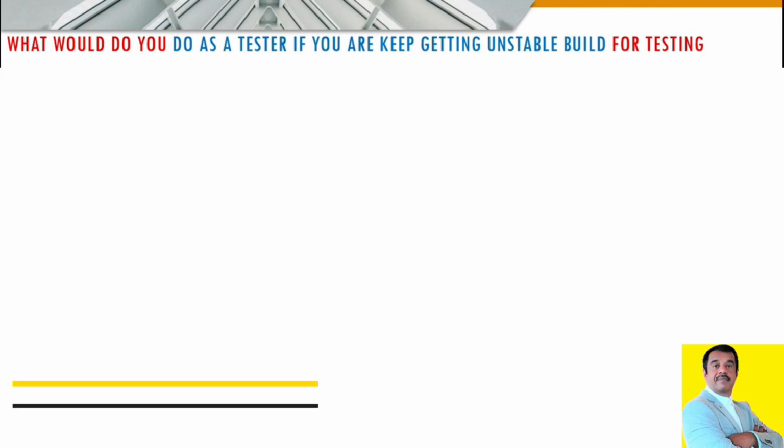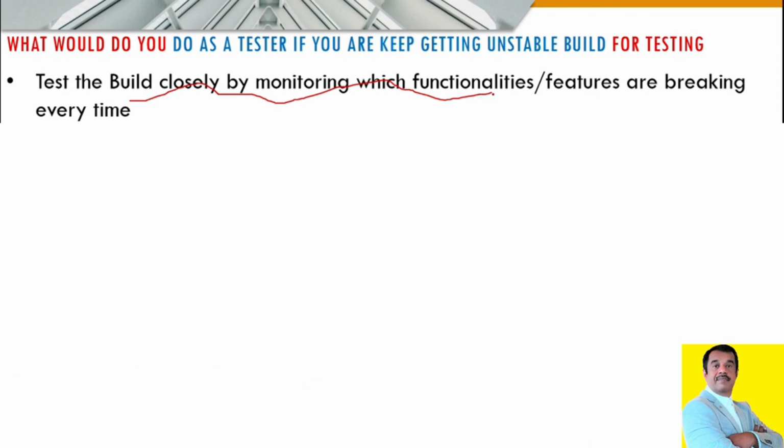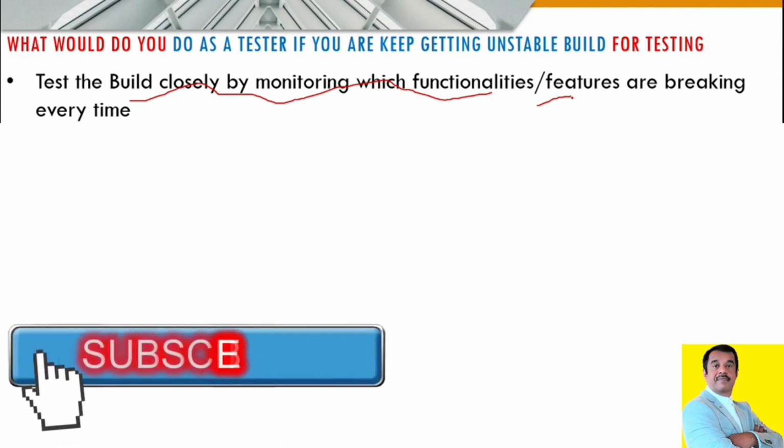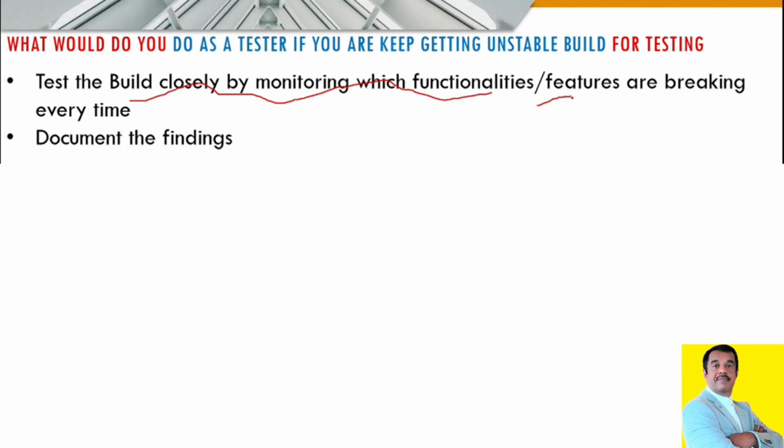what we should do is, as a tester, you should test those builds which are coming as unstable builds by working closely with them and find out which kind of functionalities or features are really breaking every time you get a build for testing. That is the first thing we should do as a tester. Then the second thing is we should document whatever findings you have made across these functionalities or features which are failing more often or more frequently in every build, because of which the build gets unstable every time.